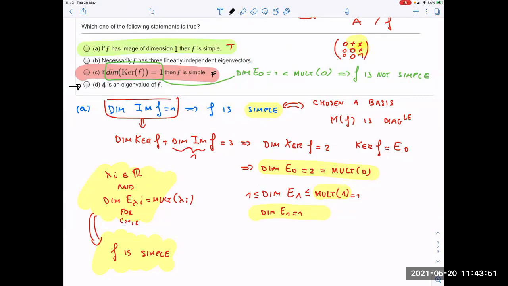Exactly, because 4 is not a root of the characteristic polynomial, so it cannot be an eigenvalue. Good. And now, can you tell me why B is false? What is the problem with B? Where is it coming from?